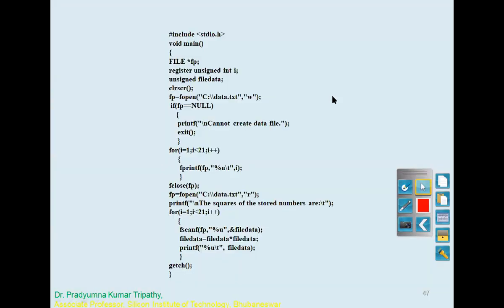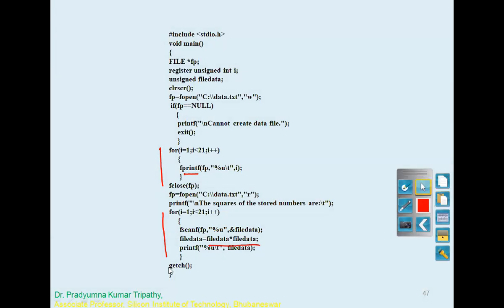I have some numbers entered into the file, and while I am reading the file, 20 numbers. So I have 20 numbers entered into the file, correct? I have used fprintf for that. Now while reading the file, I read the content, and then I take the square of the number, correct? So it's not very difficult.